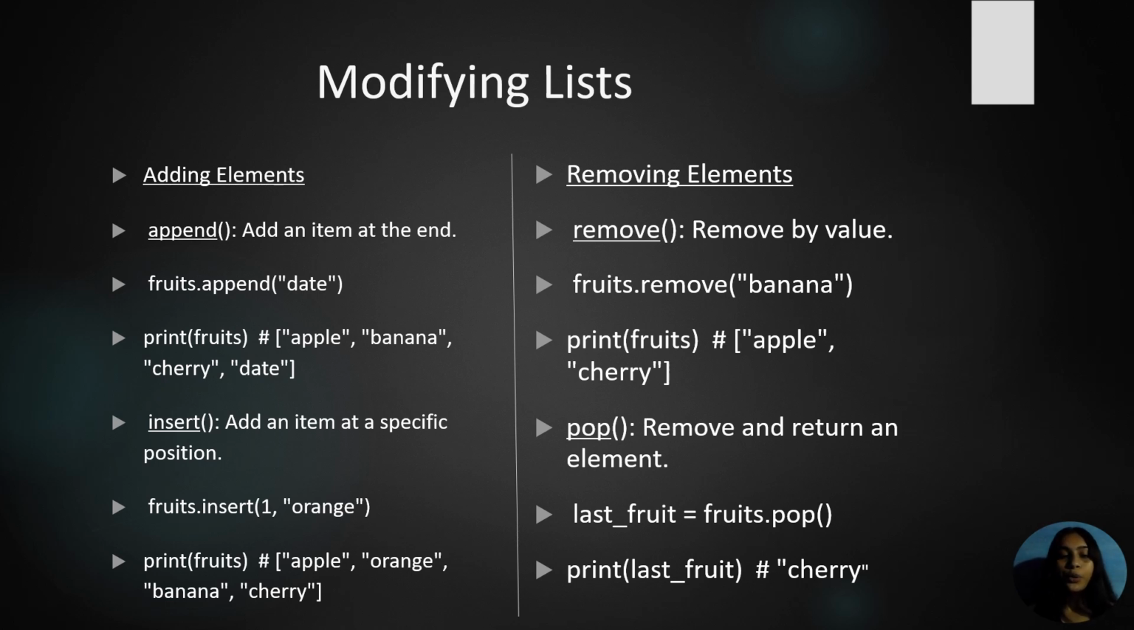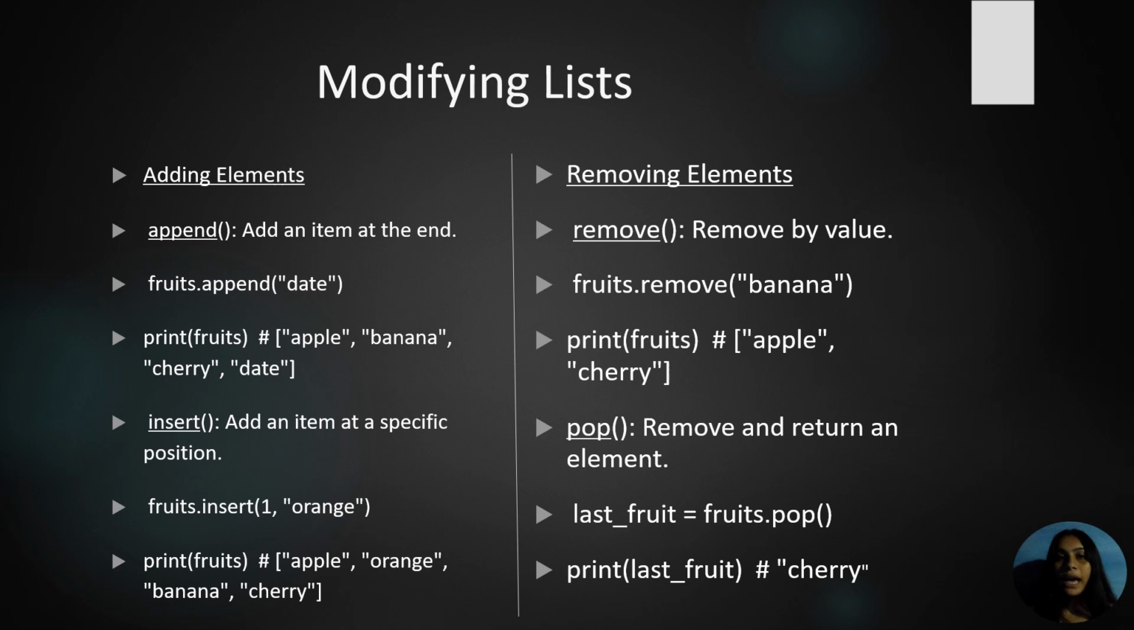So here if you give the command print fruits, in the first index value orange will be inserted. The output will be apple, orange, banana and cherry. So here you can observe an extra element is added to the list.